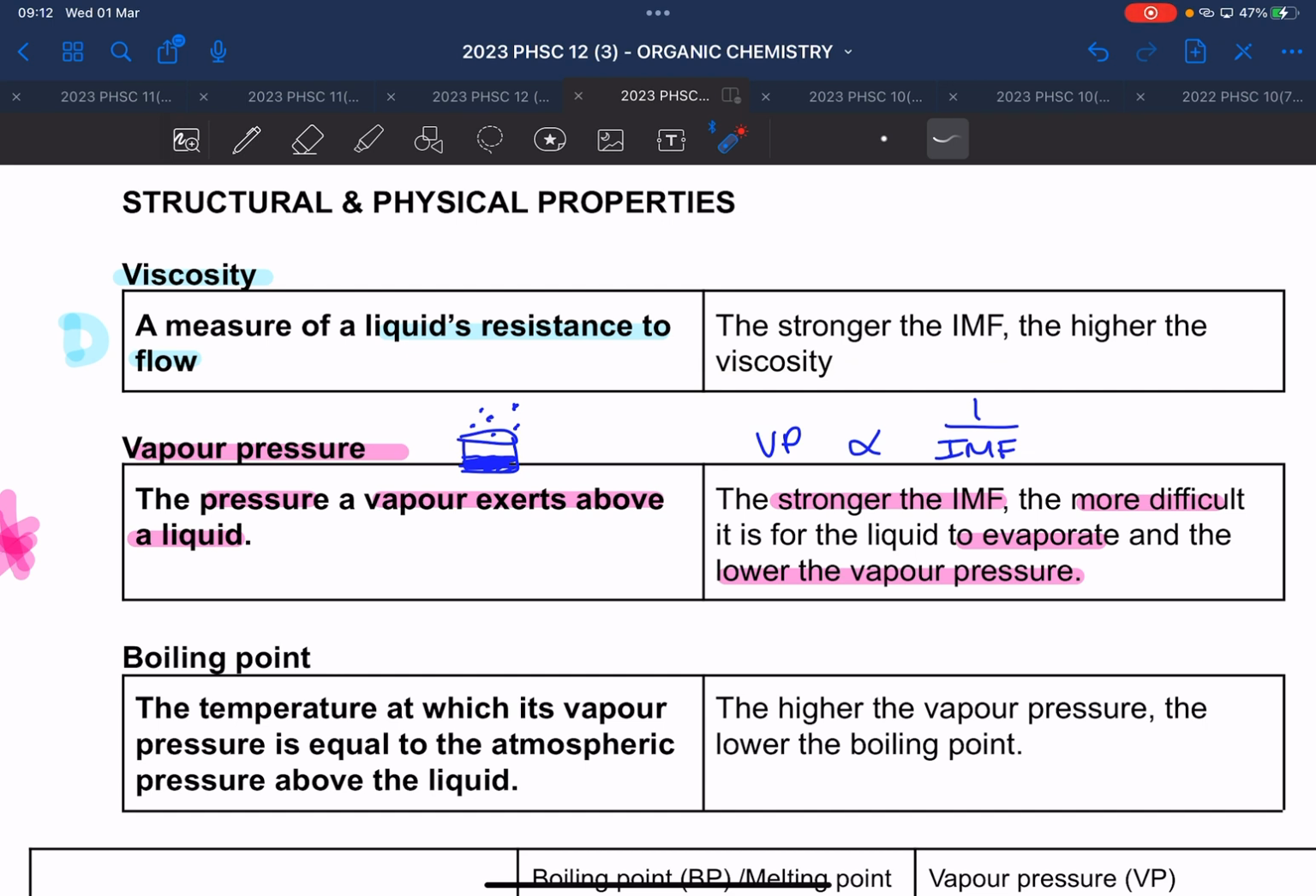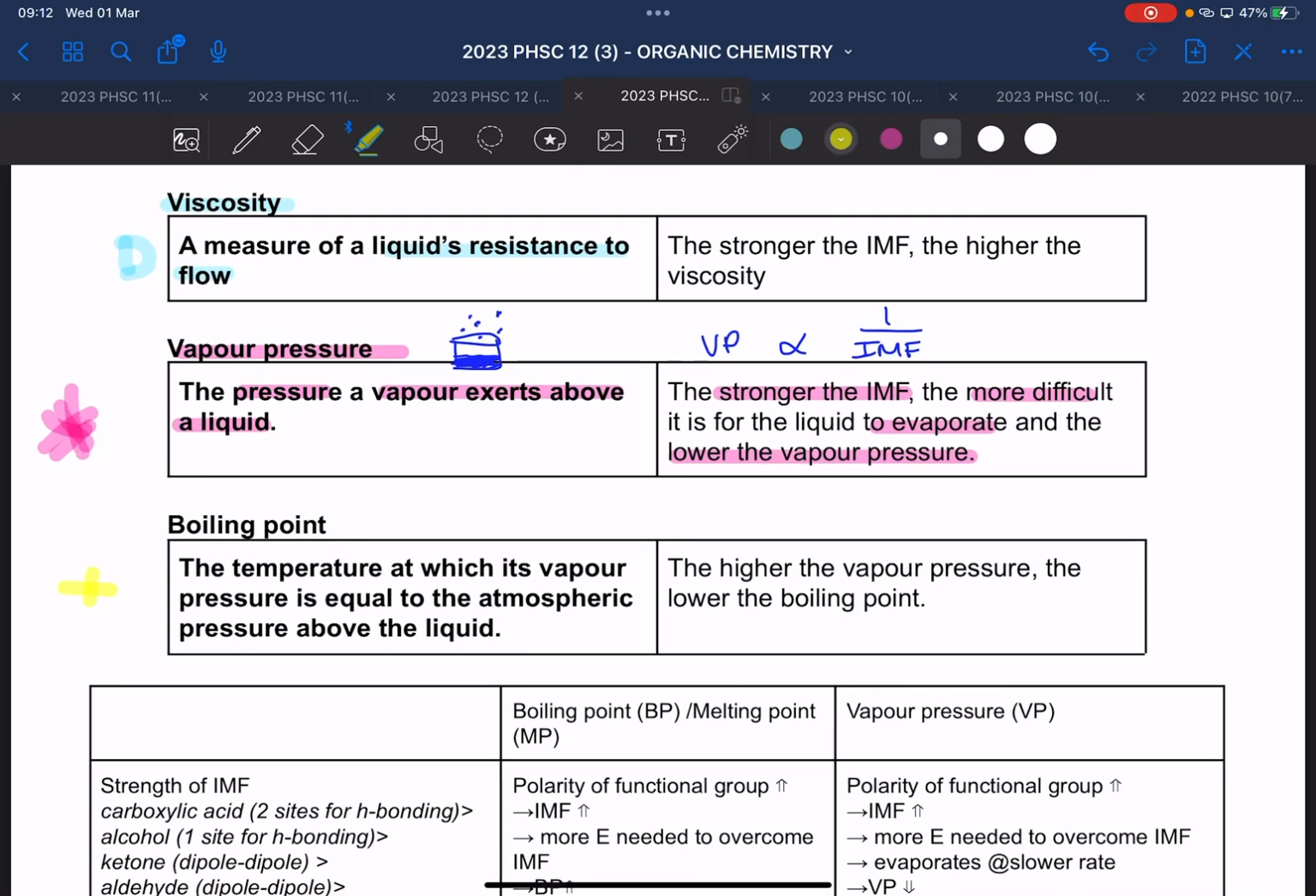You can say that the stronger the intermolecular forces, the weaker the vapor pressure, or the lower the vapor pressure. Right, and then the last definition that they also ask quite a bit is the definition of boiling point. That's a difficult definition. The temperature at which its vapor pressure is equal to the atmospheric pressure above the liquid.